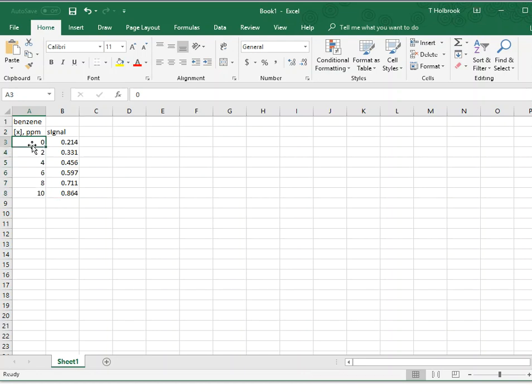So this is my blank. It's just the sample. I didn't do anything to it. And we're just going to run it. And I get a signal. And that's because benzene is present in the sample. So of course I should get a signal.